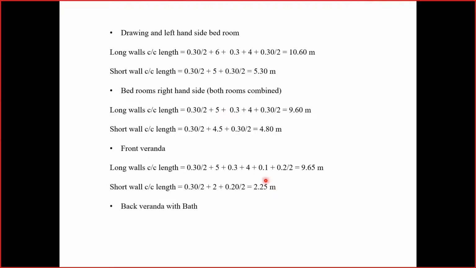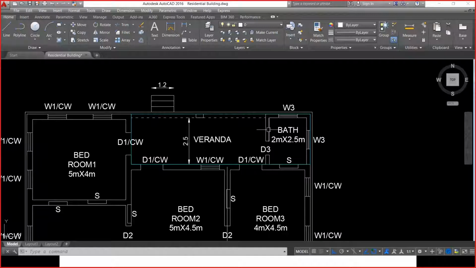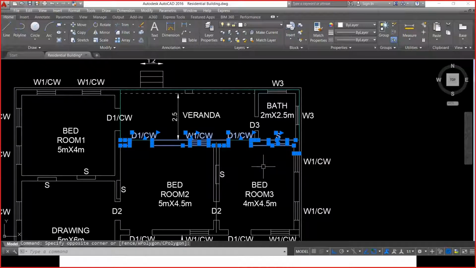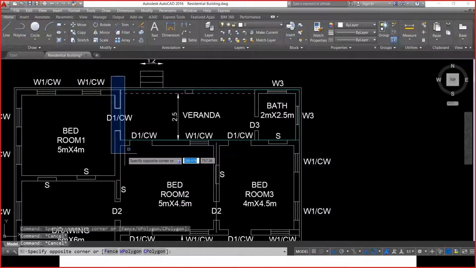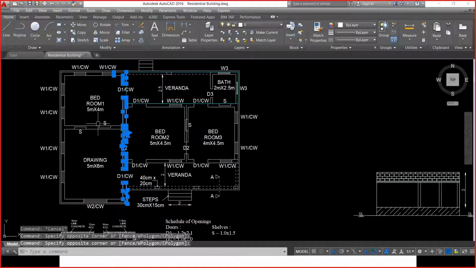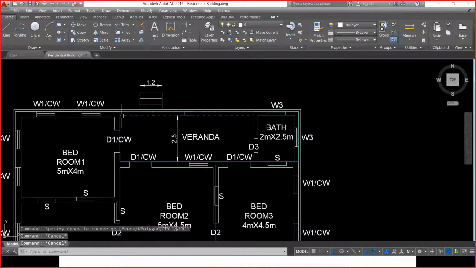Similarly, moving on to the back veranda with bathroom. Of course, there is some additional room which is built over here. Now again, this wall is already built because I've already considered that particular length in bedroom number 2 and bedroom number 3, and this portion you're able to see here is already considered under the first area, bedroom number 1 and drawing area. So the only thing remaining is this portion.